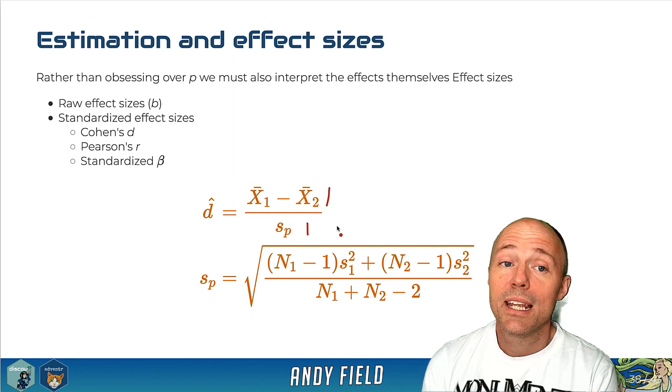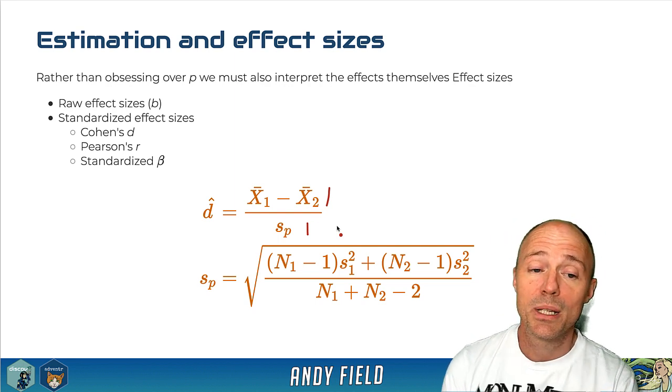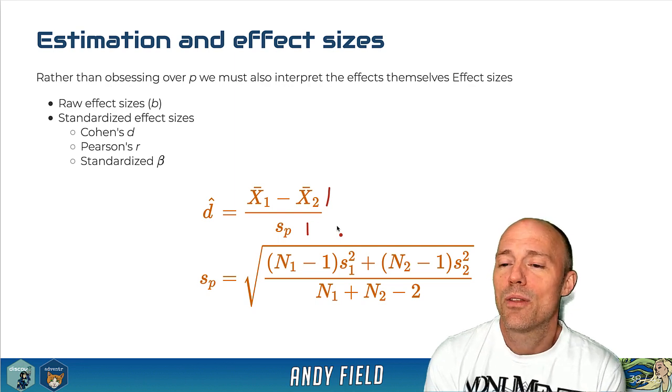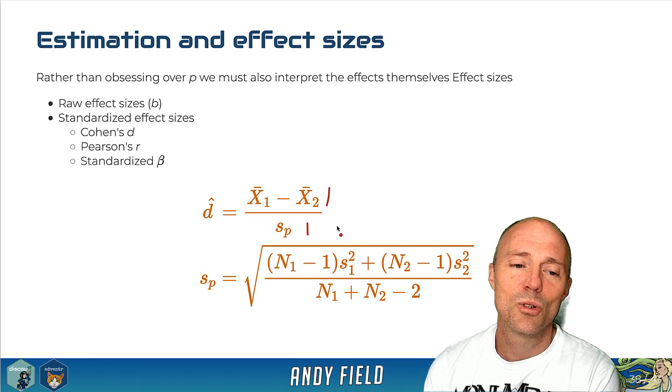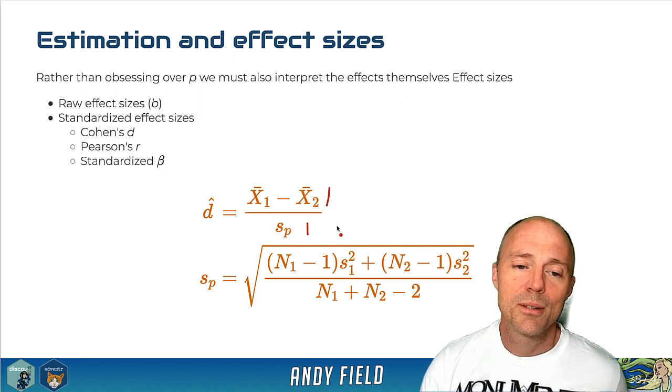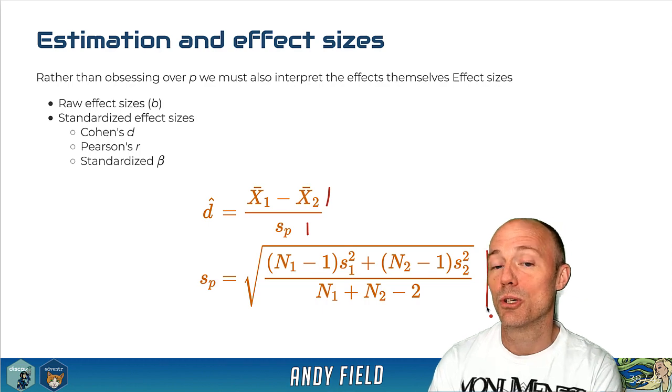It's quite common in clinical studies to just use the control group standard deviation, because that would be a good baseline of variability in scores. But you also sometimes see the pooled standard deviation. This is basically a weighted average of the standard deviation across the two groups that you're comparing.